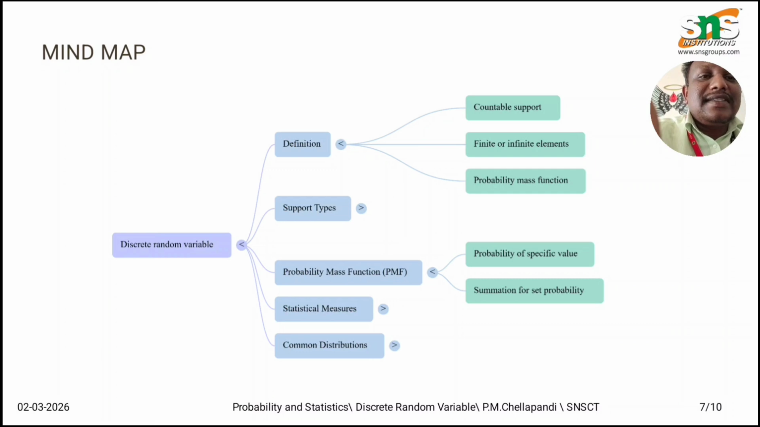Here you can see the mind map. It shows what a discrete random variable is and the topics we have covered in this video. First we discussed what a random variable is, which is nothing but assigning numbers to outcomes, right? Second, we discussed what discrete means, that is countable values. The third one is the probability mass function, which gives the probability, and the total probability is always equal to 1, right?